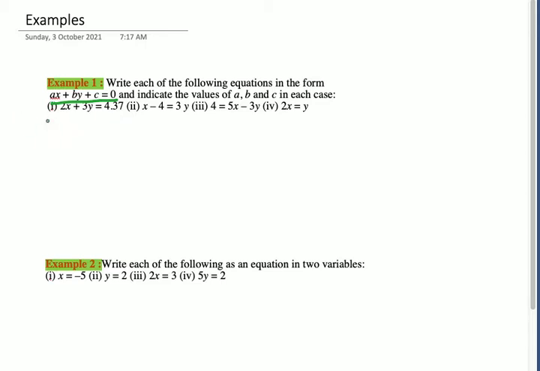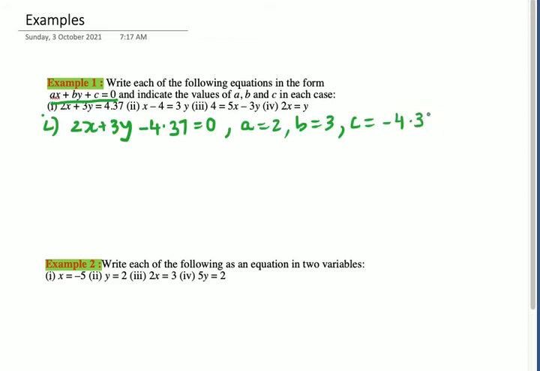So first one will have 2x plus 3y. So we can pull this 4.37 to the left side of the equation. We'll say 2x plus 3y minus 4.37 equal to 0. So in this case, a is equal to 2, b is equal to 3 and c is equal to minus 4.37.